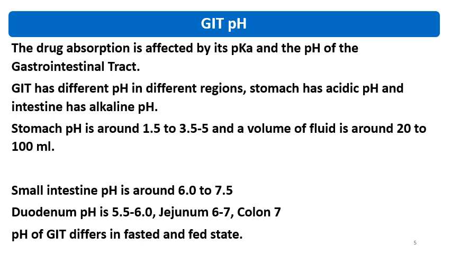Also, the fasting and fed state has impact onto the stomach volume, stomach fluid volume and the pH. Small intestine is having a pH of around 6 to 7.5, and as per the different regions the pH is different. Duodenum pH is 5.5 to 6 around, jejunum pH is 6 to 7, and colon is having a pH of 7. pH of GIT also differs in the fasted and fed state.